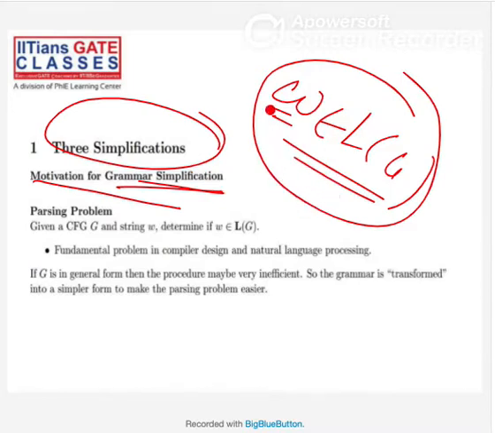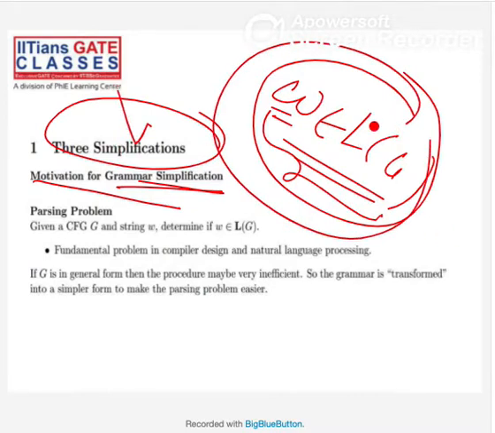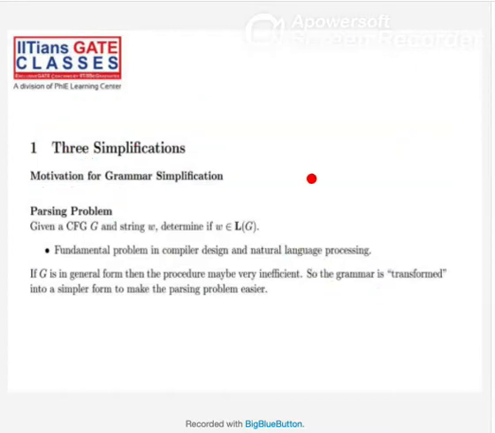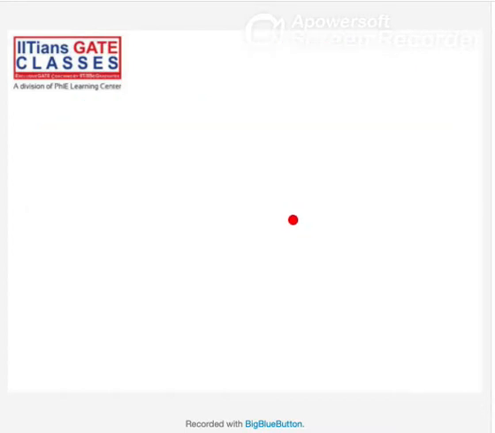It will take a lot of time, your algorithm will take a lot of time, if in your grammar there are useless symbols, unit productions, and epsilon productions. That's why we want to simplify our grammar, so that the process of finding out whether a string belongs to the language or not becomes simple. So that's why we want to remove them. Let's see how to remove them one by one.